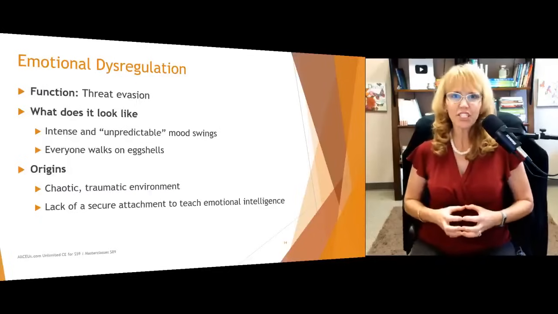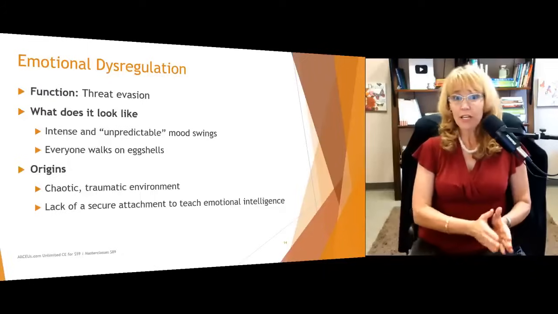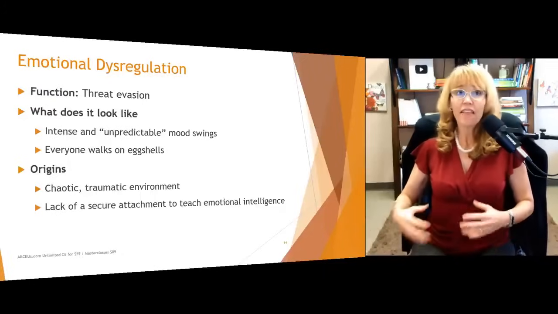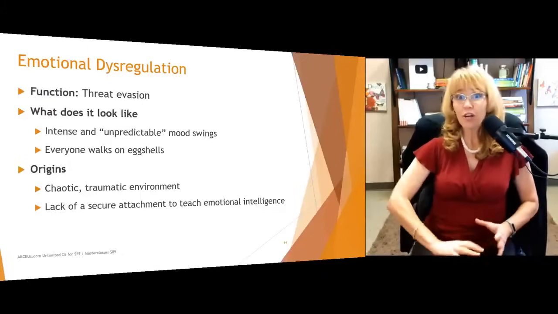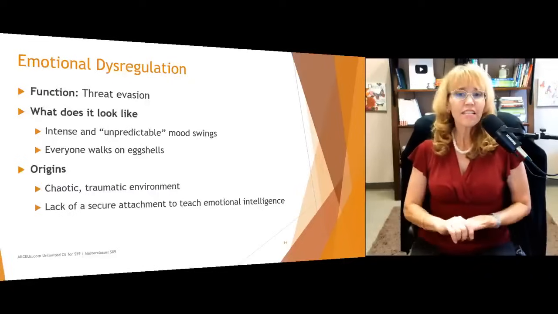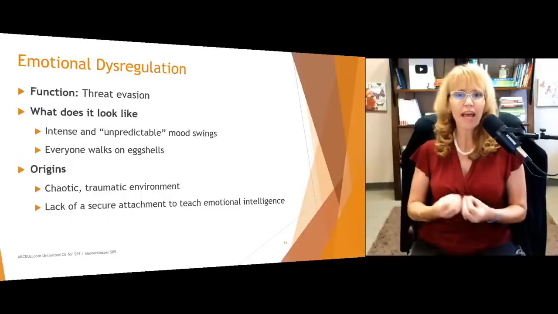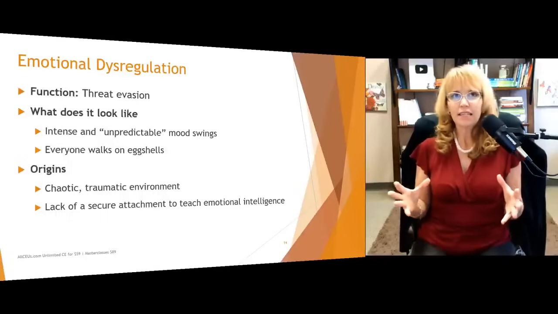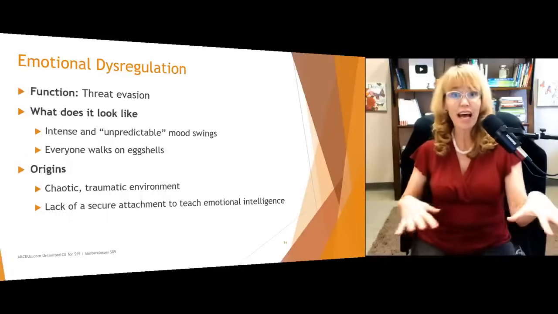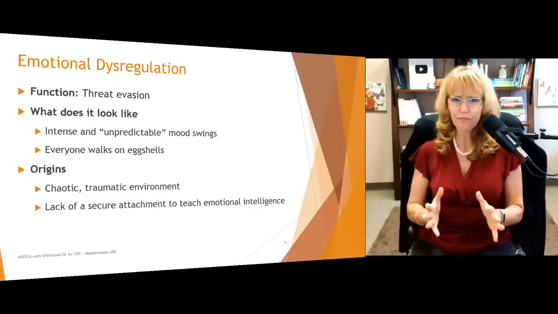Emotional dysregulation. The function is threat evasion. When somebody goes from 0 to 200, they've perceived a threat, so they are going into threat evasion overdrive. Often it looks intense and unpredictable with mood swings and behavior swings, and it causes everyone in the house or everyone around the person with BPT to walk on eggshells.